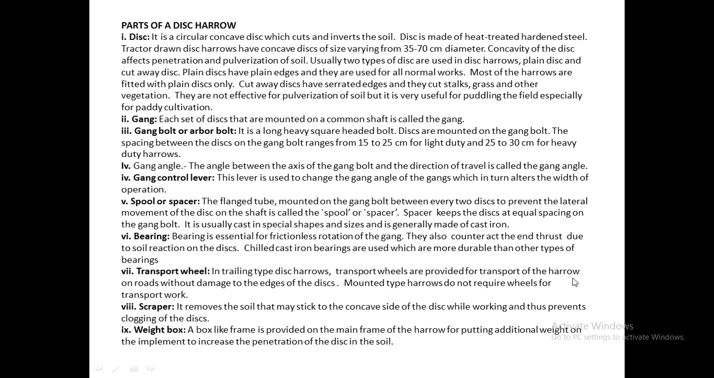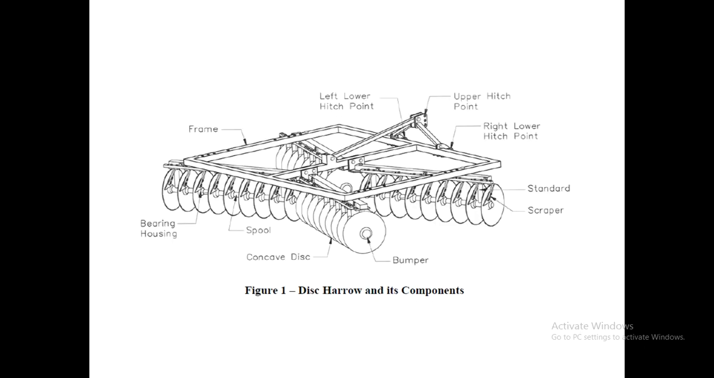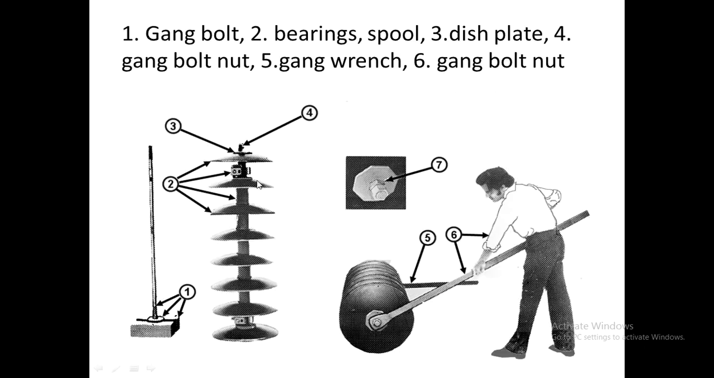A gang is nothing but a set of discs mounted on a common shaft called a gang bolt. So a gang bolt is the bolt which is used for connecting the central shaft to the pulling device, pulling the tractor or the animal, whichever. So that is called a gang bolt.